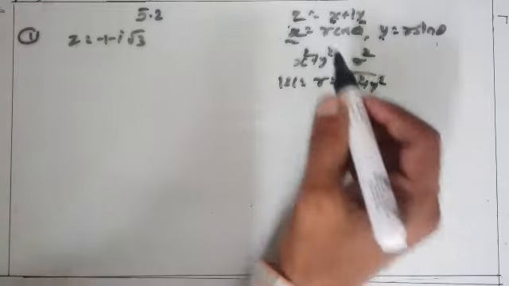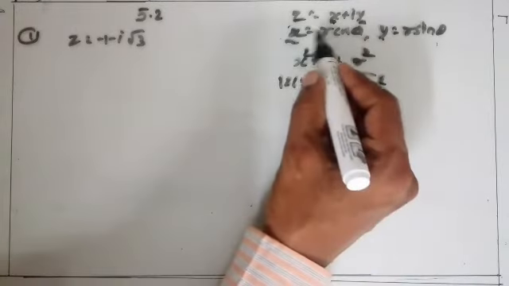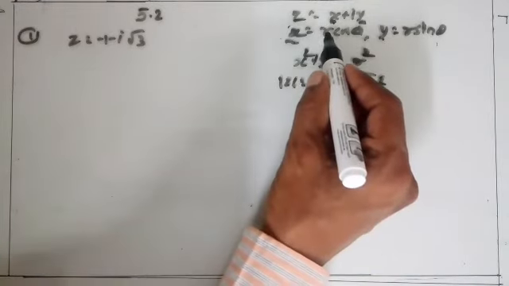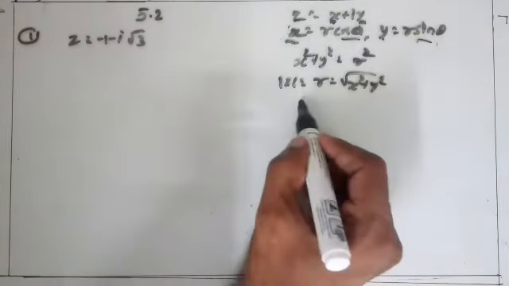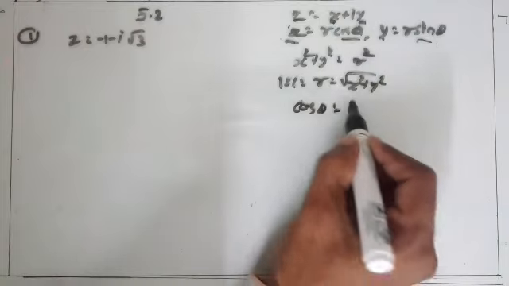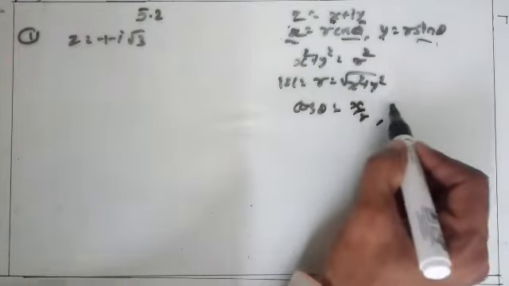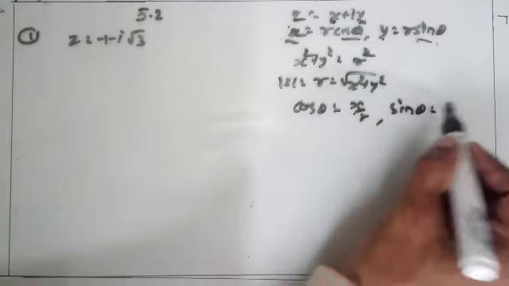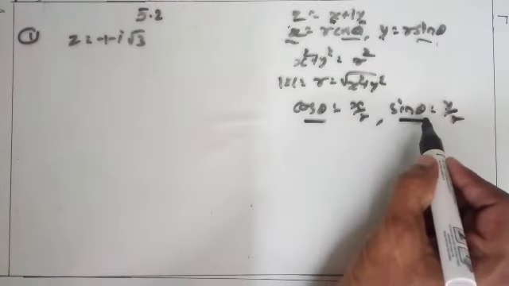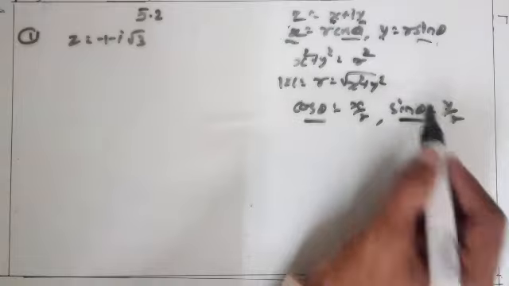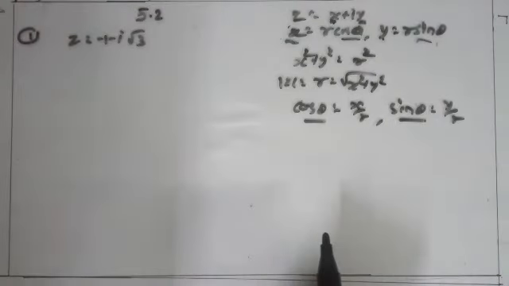And for argument, replacing x by its value and r by its value, find cos theta and sin theta. Cos theta is equal to x upon r and sin theta is equal to y upon r. Get the value of cos theta and sin theta. From this, find the value of theta. This becomes the argument. Clear?